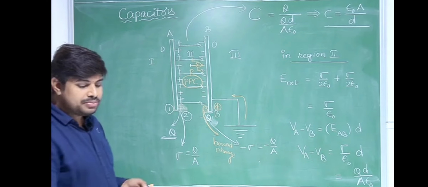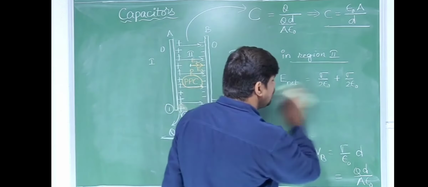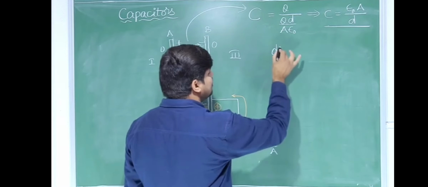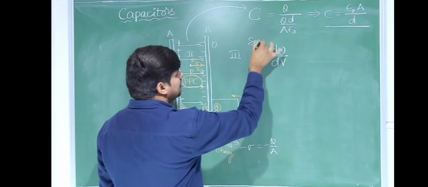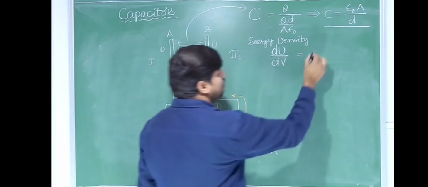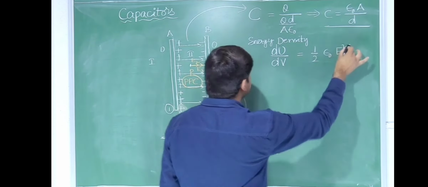Now immediately the doubt comes to you, sir, what is the energy density for this? Energy density you are telling high, and how much is it? From the energy density, you are able to calculate the energy. So energy density is dU by dV. This is said to be energy density. The formula is dU by dV equals half epsilon naught E square. This is the formula.